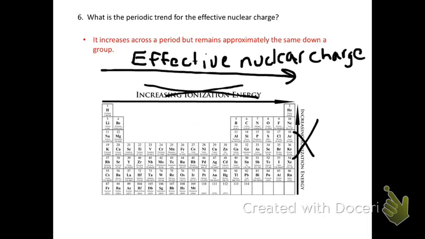Okay, it's going to increase as we go left to right, and we'll talk about why that does in a little bit. As far as going down the periodic table, the effective nuclear charge remains approximately the same, and we'll talk about why that is too. Make sure you understand that idea. Again, one more time, the effective nuclear charge increases as you go left to right across a period, but remains approximately the same as you go down a group.